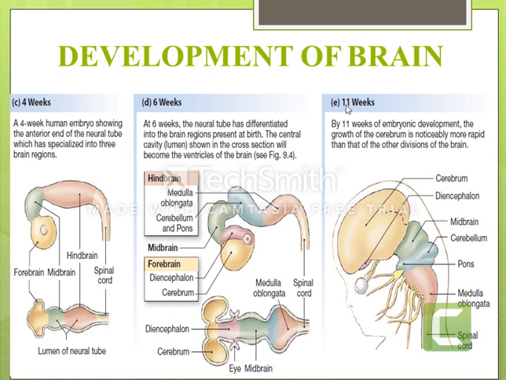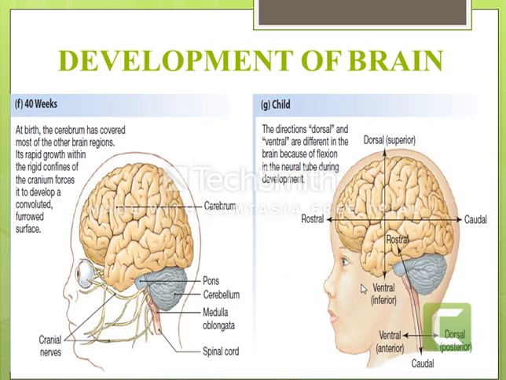In week 11, see that the size of the cerebrum increases, and this is the diencephalon, this is the midbrain portion, this is the cerebellum, this is the pons and medulla oblongata. Then in week 40, most portions of the brain are covered by the cerebrum, and this is the child after birth. See the different portions: this is the dorsal or superior portion, this is the ventral or inferior portion, this is the caudal and this is the rostral.